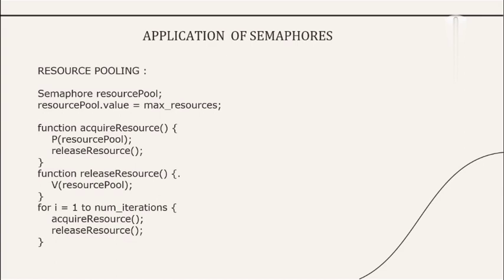The acquire resource function requests a resource using the P operation, potentially waiting for one. Afterward, it immediately invokes release resource, typically involving processing of the acquired resource. The release resource function in turn increases the resource pool semaphore using V, signifying resource availability. The loop repeating acquire resource and release resource simulates resource acquisition and release, ensuring proper resource management.